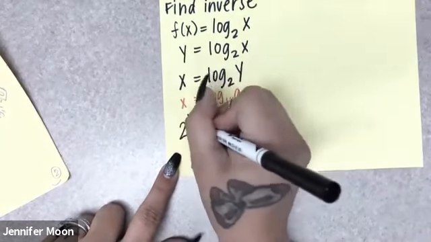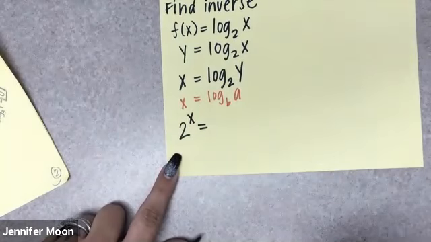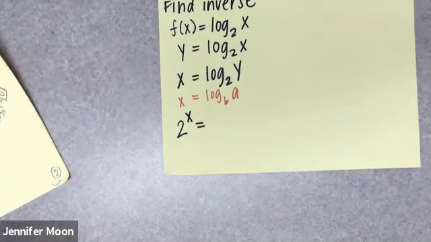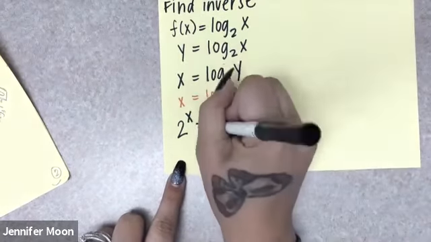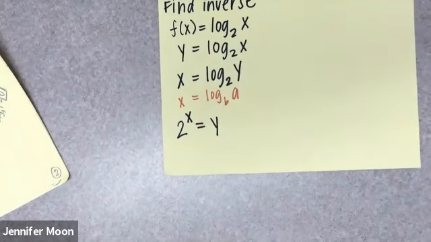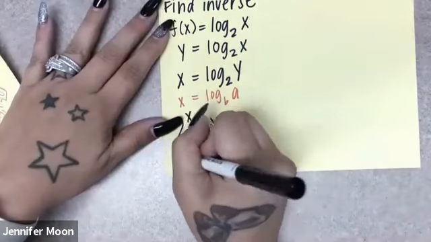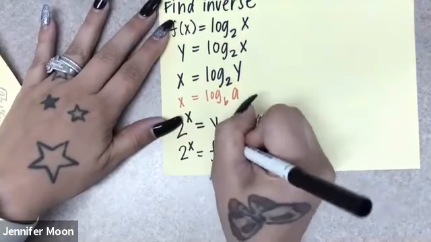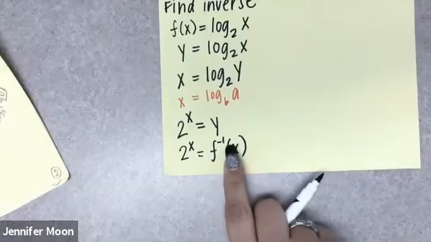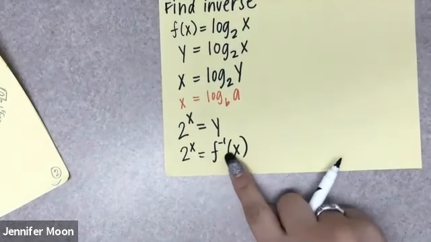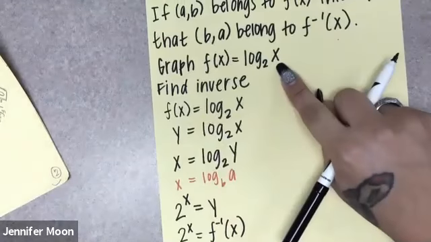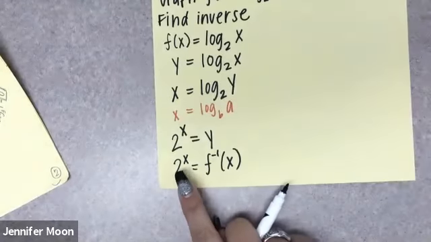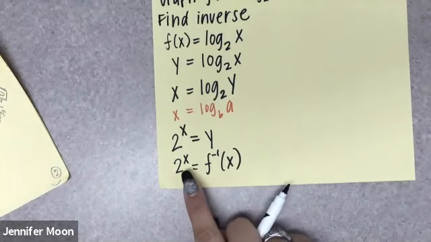So 2 to the x equals, what I'm doing is that exponential form, right? b to the x equals a. Here my a is y. Now, change that y to the actual inverse, which is 2 to the x equals f to the negative 1 of x. So now what I'm saying is I just found the inverse of f of x, and the inverse of log base 2 of x is just 2 to the x.